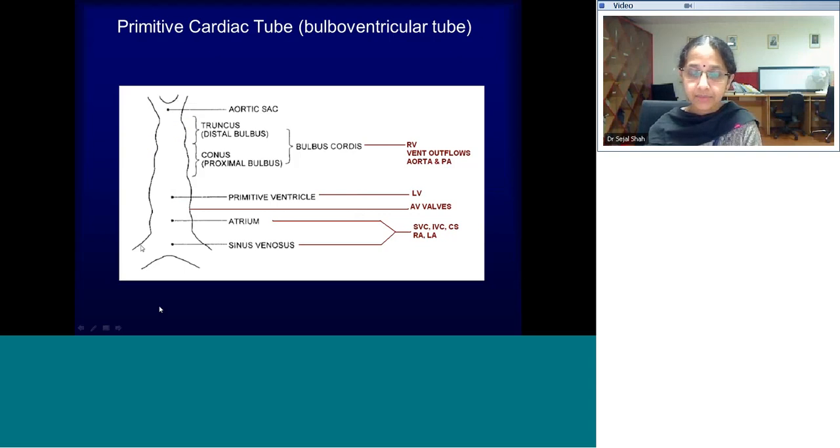The sinus venosus gives rise to the systemic veins and also part of the atria. And the atrium gives rise to the right and the left atrium. The primitive ventricle is contributing only to the development of the left ventricle, and the bulbus cordis will give rise to the right ventricle and part of the outflow of the right ventricle, which then connects to the conotruncus, which gives rise to the aorta and the PA.